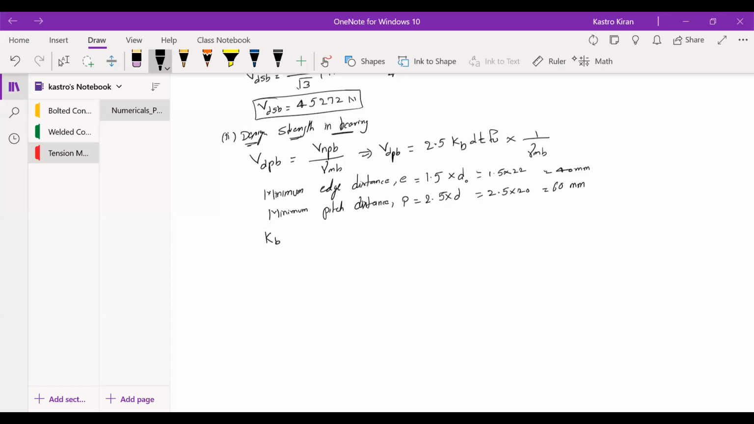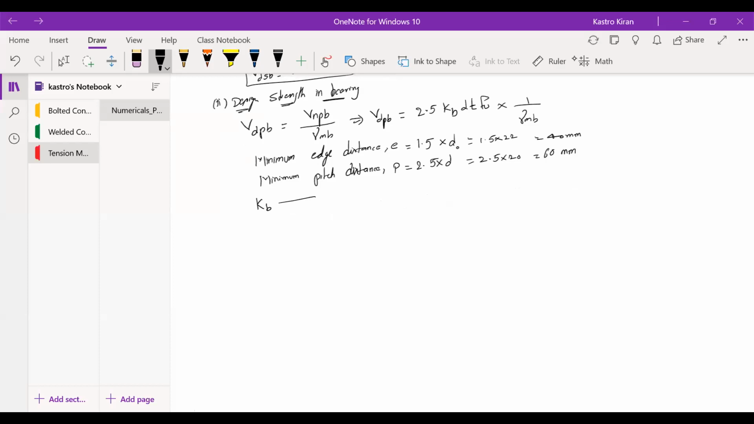Anyways, please make a note here. Minimum edge distance is 1.5 into D naught, and minimum pitch distance is 2.5 into D. So from this, you can find out the value of KB. So the KB is actually the least of E by 3D naught, P by 3D naught minus 0.25, FUB by FU, and 1. So if you solve for this value, the KB value is obtained as 0.606. So this is the least value of KB. You try to solve and arrive at this value, 0.606.